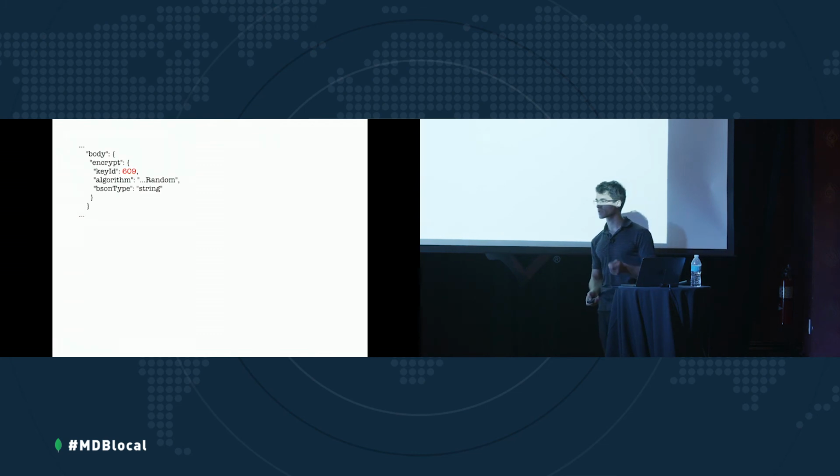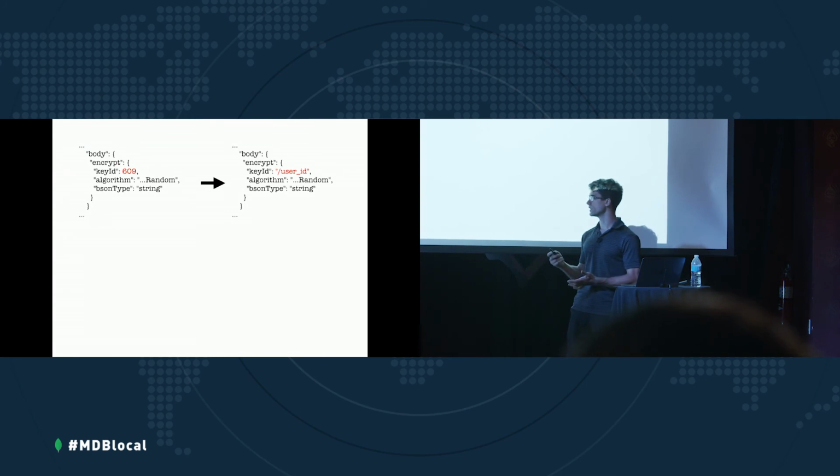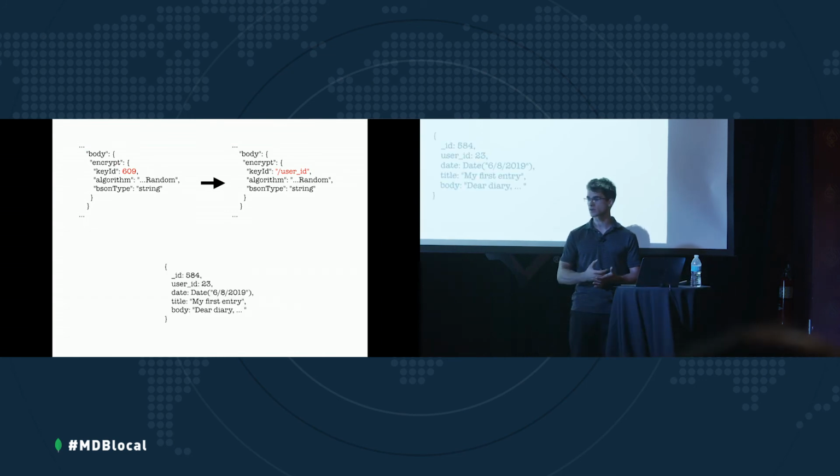Next, we update the schema for the post collection. Instead of that fixed 609 key ID, we set it to the string user ID. And what this tells us is anytime something's inserted into the post collection, it will look up from the key vault using the value of the user ID field. So this string is like a JSON pointer.